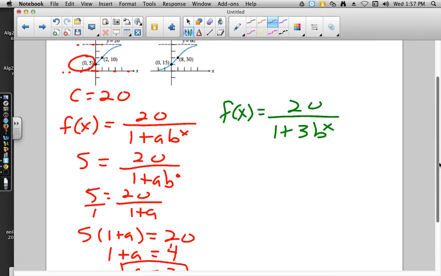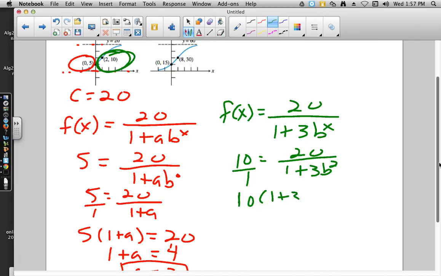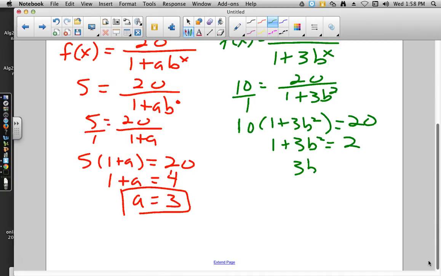But there's another piece of information we haven't used yet. That's the (2, 10). So 10 equals 20 over 1 plus 3 times b squared. We're putting that 2 in for x. Again, slap a 1 under there, do a little cross multiplying, and start to solve. Divide both sides by 10. We have 1 plus 3b squared equals 2. And then we would subtract 1 from both sides, divide by 3, and then we would take the square root.